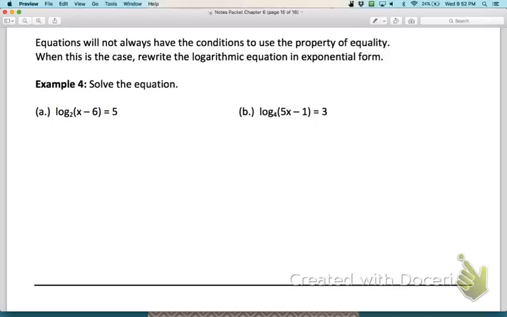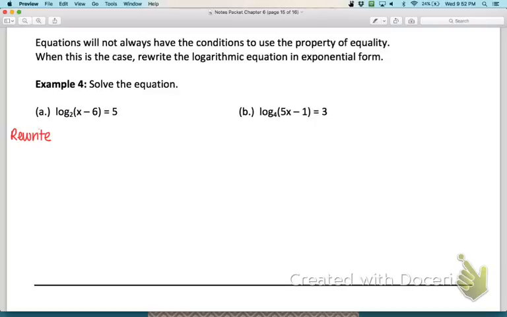A side note here: if the parentheses were not there, and I just had the log base 2 of x and the minus 6 was afterwards, the first thing we would have to do would be to add 6 to both sides in order to isolate the log base 2 of x. Because without the parentheses, the minus 6 is just a constant after the logarithm. But since the log is already by itself, there's nothing else that we can do. This is just like yesterday. We're going to rewrite it in its opposite form.